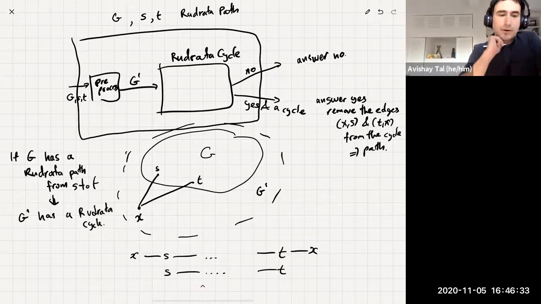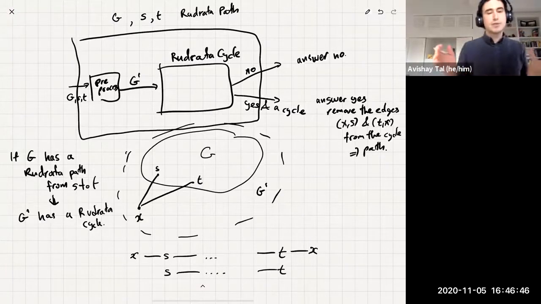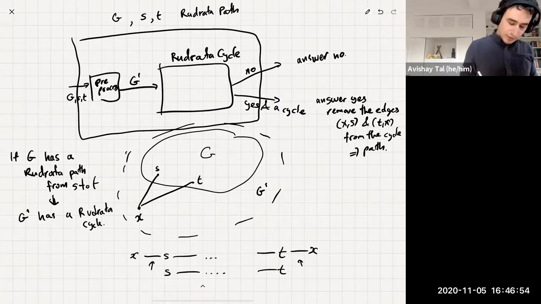Is this part clear, right? So if we have some path that travels through all the vertices in G exactly once and starts at S and ends in T, then definitely when we add this X and add these two edges, we can make it into a cycle, right? We just add this edge and this edge. And we want to say also the other direction. If G prime has a Rudrata cycle, then also G has a Rudrata path.